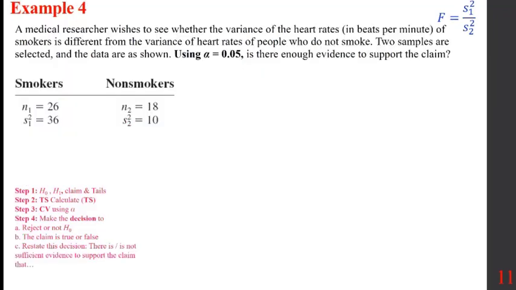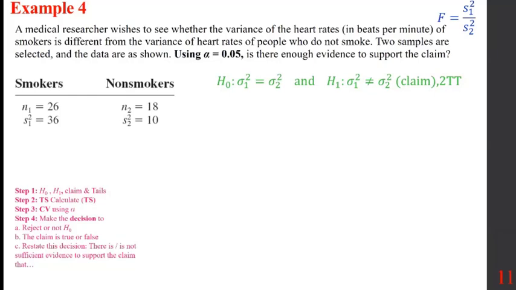Here's the next example. A medical researcher wishes to see whether the variance of the heart rates in beats per minute of smokers is different from the variance of heart rates of people who do not smoke. Two samples are selected and the data are as shown. Using alpha equal to 0.05, is there enough evidence to support the claim? We are dealing with two samples, and we're going to start writing the very first step, H0 and H1, as follows. H0: sigma 1 squared is equal to sigma 2 squared, and H1: sigma 1 squared is not equal to sigma 2 squared. Since alpha is 0.05, it cuts the alpha into two equal parts, making up two tails.